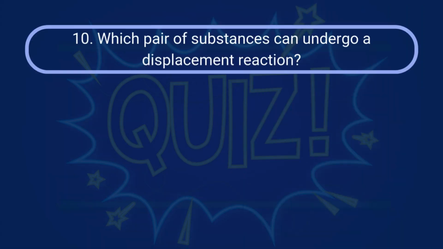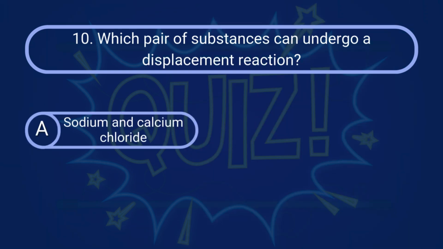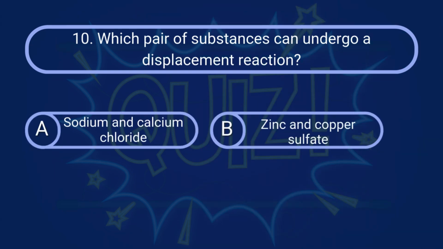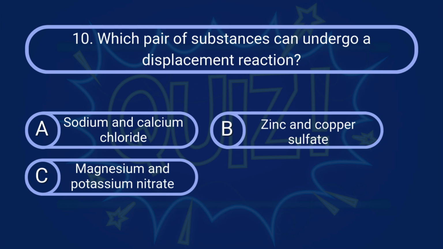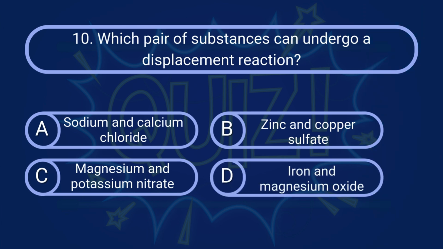Which pair of substances can undergo a displacement reaction? Sodium and calcium chloride, zinc and copper sulfate, magnesium and potassium nitrate, iron and magnesium oxide. Take your time. The correct option will be zinc and copper sulfate. Let's move to the next one.